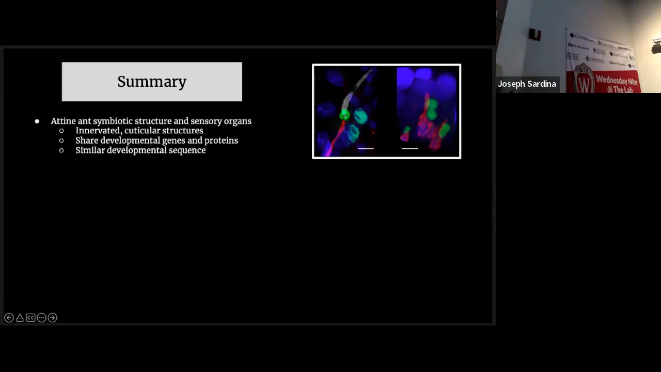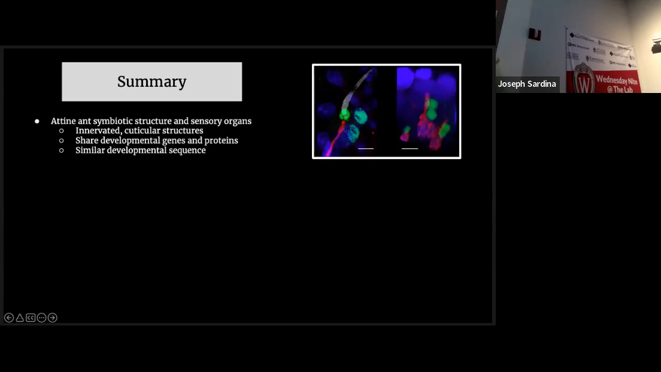And so what I have planned for future directions is to characterize the expression of more genes of interest during symbiotic structure development. As I've mentioned before, the sensory organ's development is very well characterized, so there's a long list of genes that are known to play a role in sensory organ development. And so using this HCR method that I've just started to get working, I will be testing the expression of these genes of interest in the symbiotic structure.